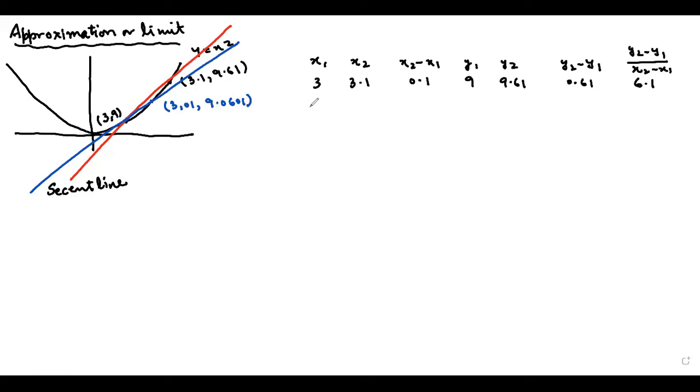When we move the variable point very close to the fixed point 3, 9, the secant line will become the tangent line. The secant line will become the tangent line.